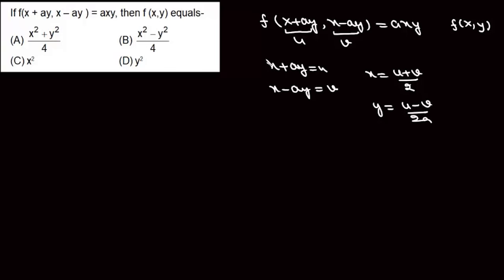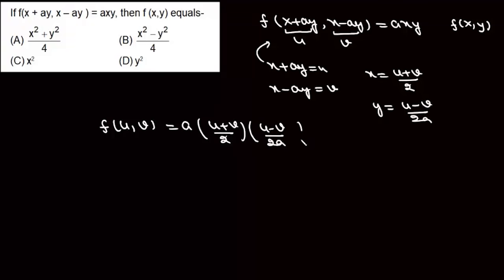Now we'll substitute these in this given equation. Then we can write f(u, v) will be equal to a. Now x is (u + v)/2 and this is (u − v)/2a. Now we'll replace u, v with x, y. So we can write f(x, y) will be equal to (x² − y²)/4. And that's your option B.